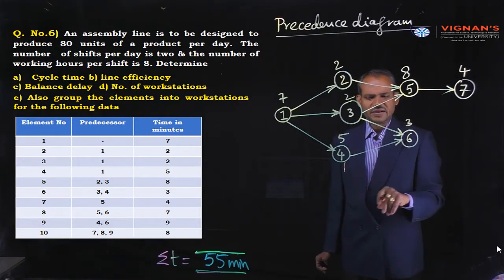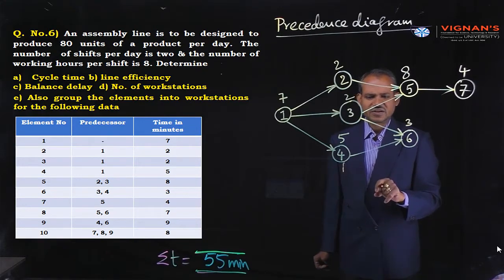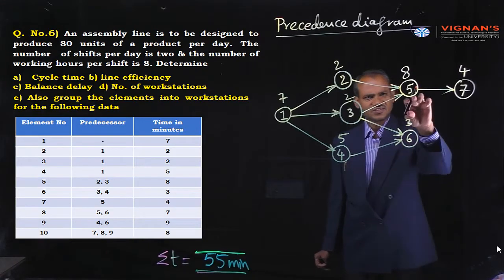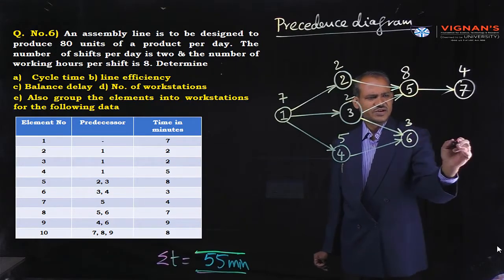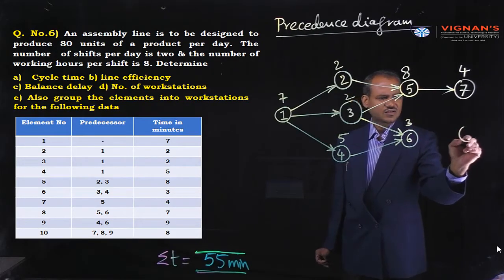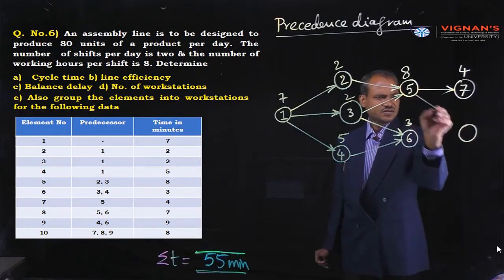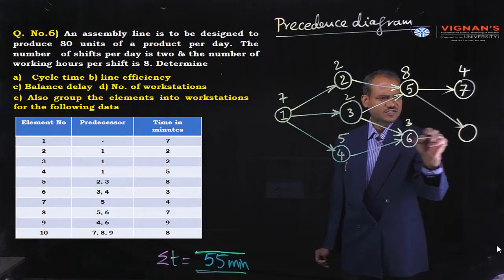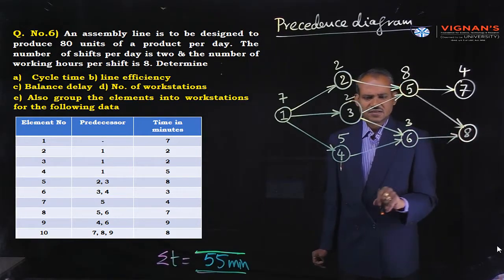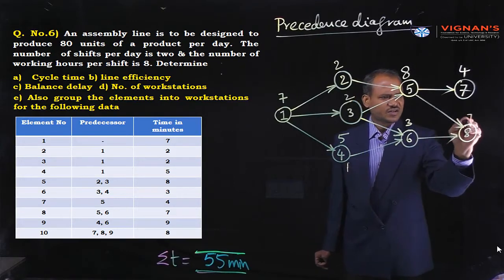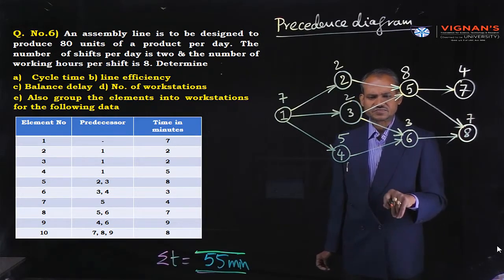Next. For work element number 8, what are the preceding work elements? 5, 6. This is 5, this is 6. So element number 8 is a new one. Draw one circle like this. Join 5 to 8, 6 to 8. This is 8. This timing is 7. Next.